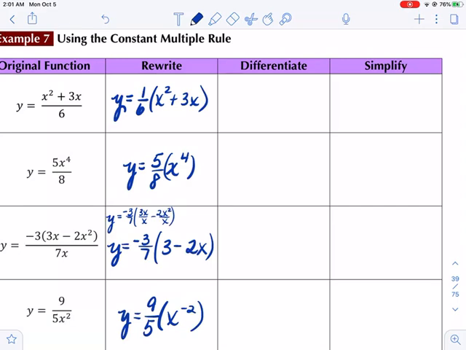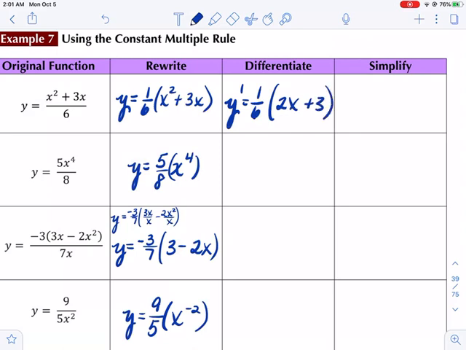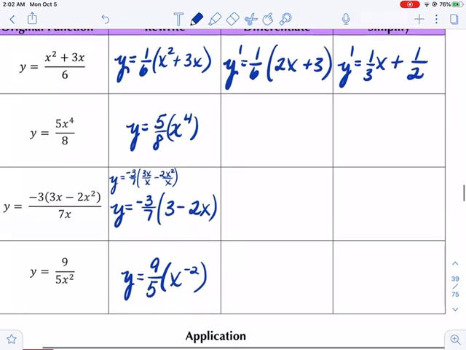So if you notice the rewrite I do on the first one, we have x squared plus 3x in the numerator. So we can just pull out that 1/6. Then we get y prime is equal to 1/6 times the quantity 2x plus 3, the derivative of x squared. And then we can simplify that as y prime is then equal to 1/3 x plus 1/2. And there you have the simplified form.